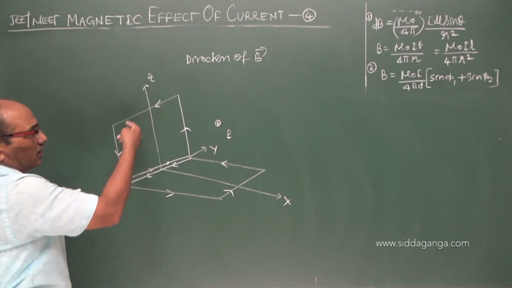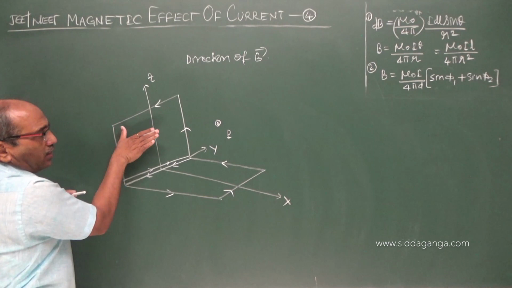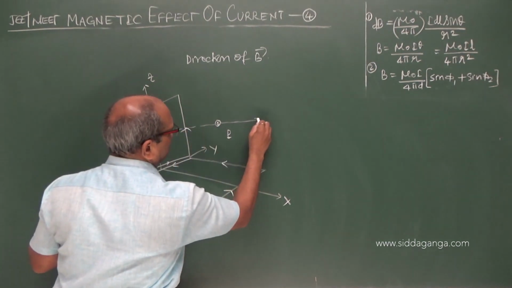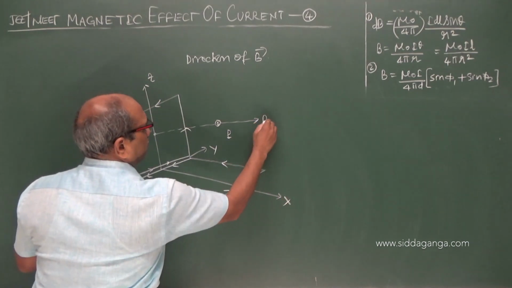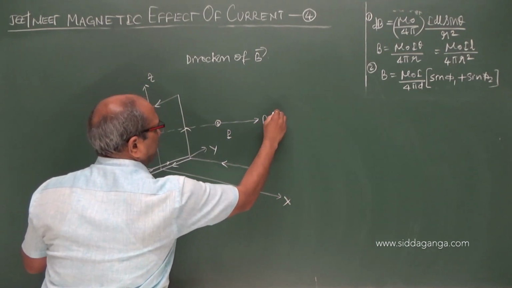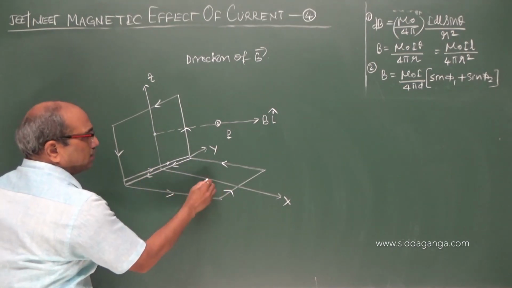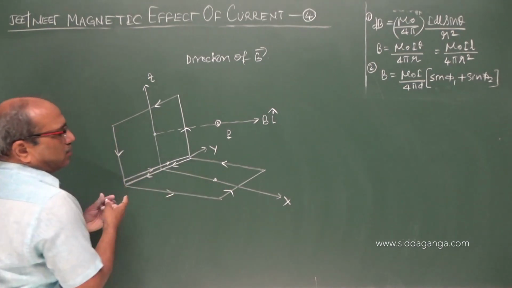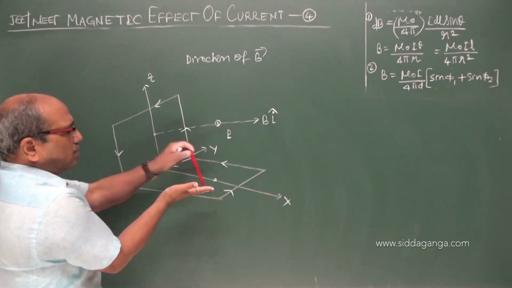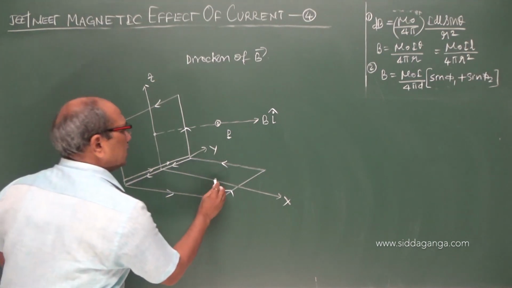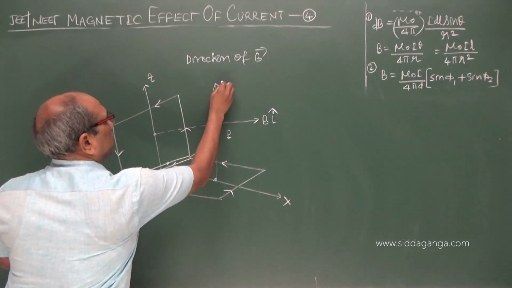Now we are seeing it is anti-clockwise. In the YZ plane, the direction is x. That means this can produce a field along x direction. B x means B i. And it is a YX plane. This can produce the field anti-clockwise, so directly upward. Therefore the field is positive along k, that is B k.